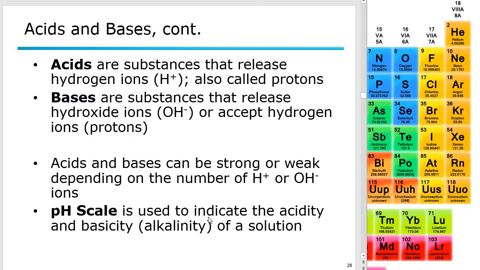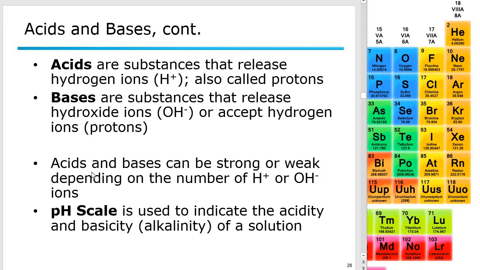So the definition of an acid is a substance that has a lot of hydrogen ions, or just protons floating around. Bases are substances that have lots of hydroxide ions. So what this means is that if you have an acid with lots of hydrogen ions and you add a base to that, those are going to interact with each other and just form water. They're going to cancel each other out.